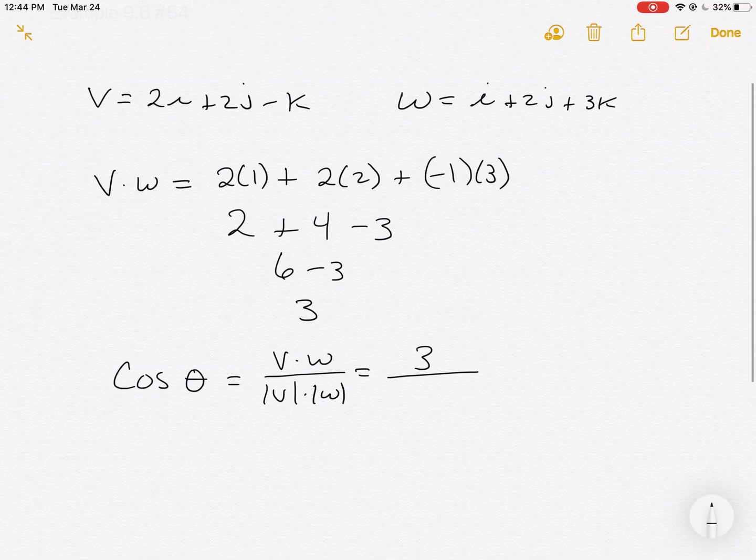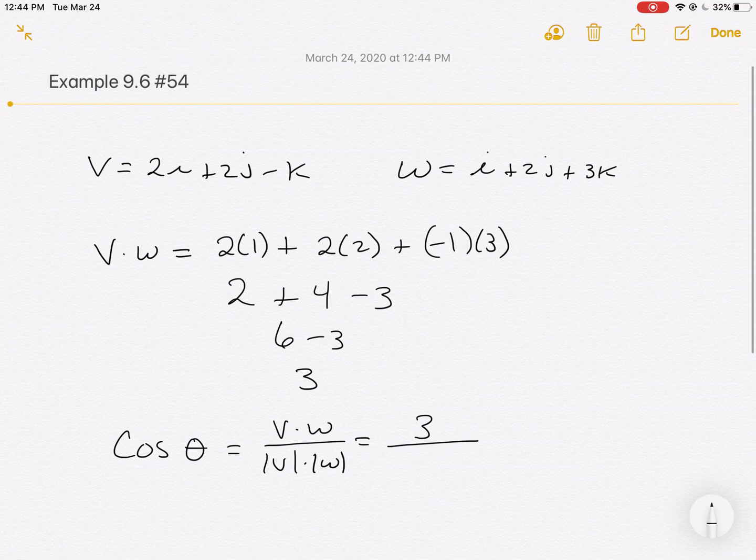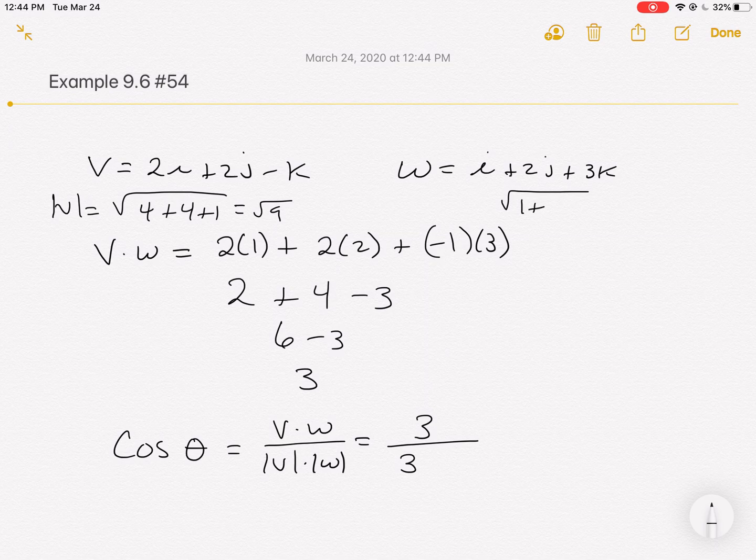If we look at the magnitude of v, if I come back up to the top and we look at the magnitude of v, I'll just try to sneak it right underneath. It's 4 plus 4 plus 1. And so that's the square root of 9, or 3, in there. And if we look at the magnitude of w, it's the square root of 1 plus 4 plus 9, which is the square root of 14. And so we're looking at the value 1 over root 14.